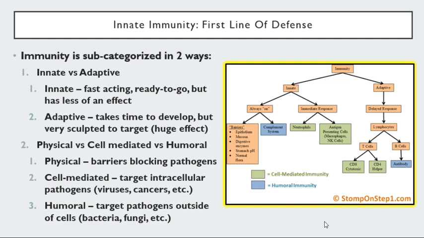This contrasts to the adaptive system, which is more delayed responses, where things need to develop. You need to develop a robust T cell or B cell to generate antibodies that can target these things specifically. And what we'll talk about is that once you generate these cells, really what you're doing is arming your innate system to really destroy whatever's there. But we'll talk about that a little bit later.